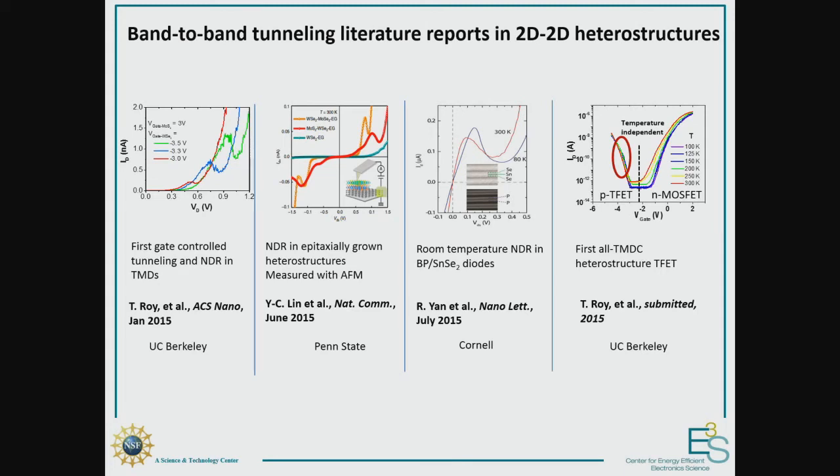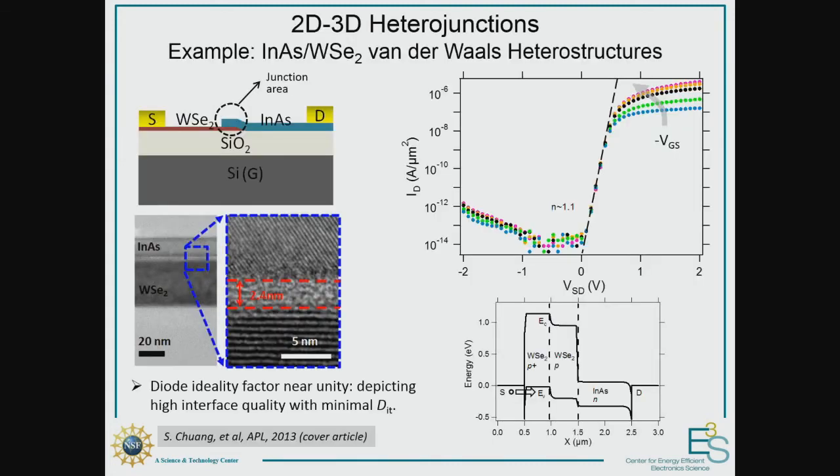including some work done at Penn State where they used the AFM as a contact, and also at Cornell where they were able to observe NDR at room temperature. But these devices were just two-terminal devices. They didn't have a gate. So in our case, we had, of course, gate control. It was gate-controlled tunneling. But that's the 2D, of course, is one system that you can explore.